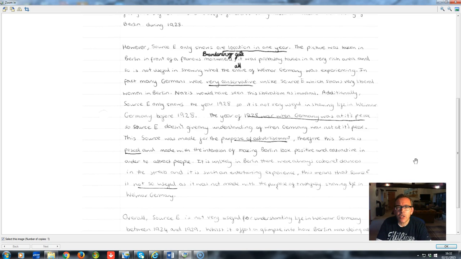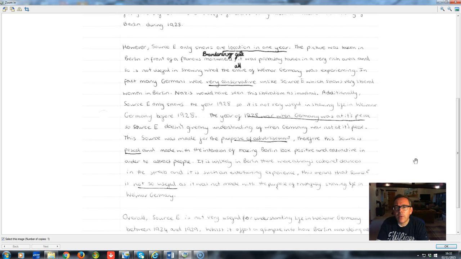Good. Additionally, Source E only shows the year 1928. So she's looking at provenance now. She's moved away from content. She's looking at provenance. So it's not very useful in showing life in Weimar Germany before 1928. The year of 1928 was when Germany was at its peak. So Source E doesn't give any understanding of when Germany was not at its peak. So it doesn't give us an idea about life over the whole of that period.